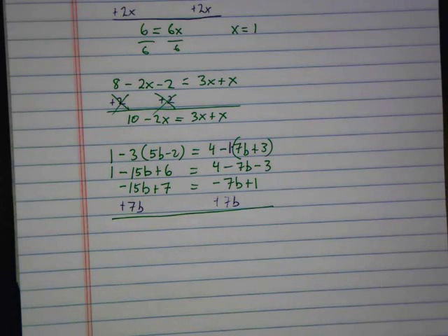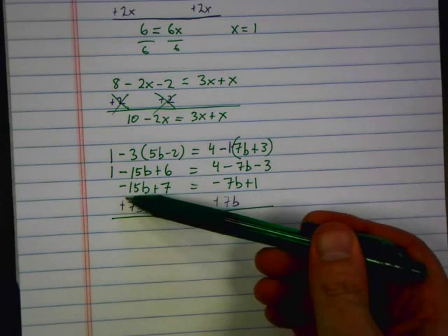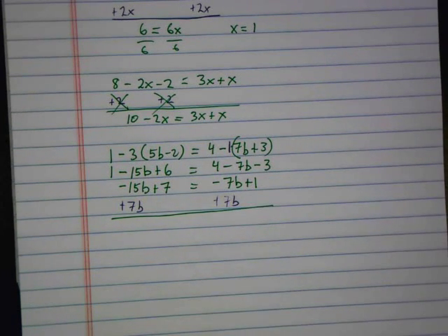Some people are very fanatic. Some people say the b's always have to go on the left. I've seen other people who are very fanatic and say, I always want to get positive answers. So some people would say, I want to add the 15b because negative 7 plus 15 will give me a positive number. Which way is the right way? Either one, right? Either one, they're both right.